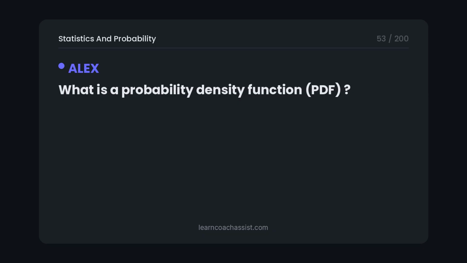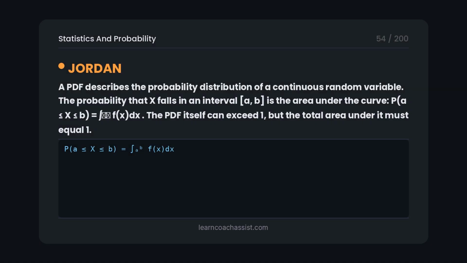What is a probability density function, PDF? A PDF describes the probability distribution of a continuous random variable. The probability that X falls in an interval [a, b] is the area under the curve: P(a ≤ X ≤ b) equals the integral of f(x) dx. The PDF itself can exceed 1, but the total area under it must equal 1.